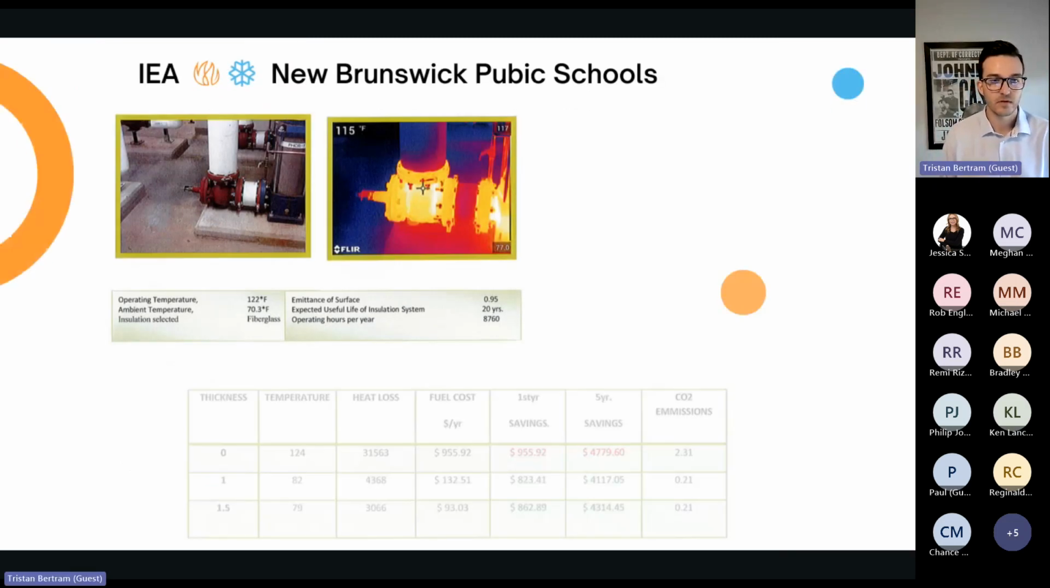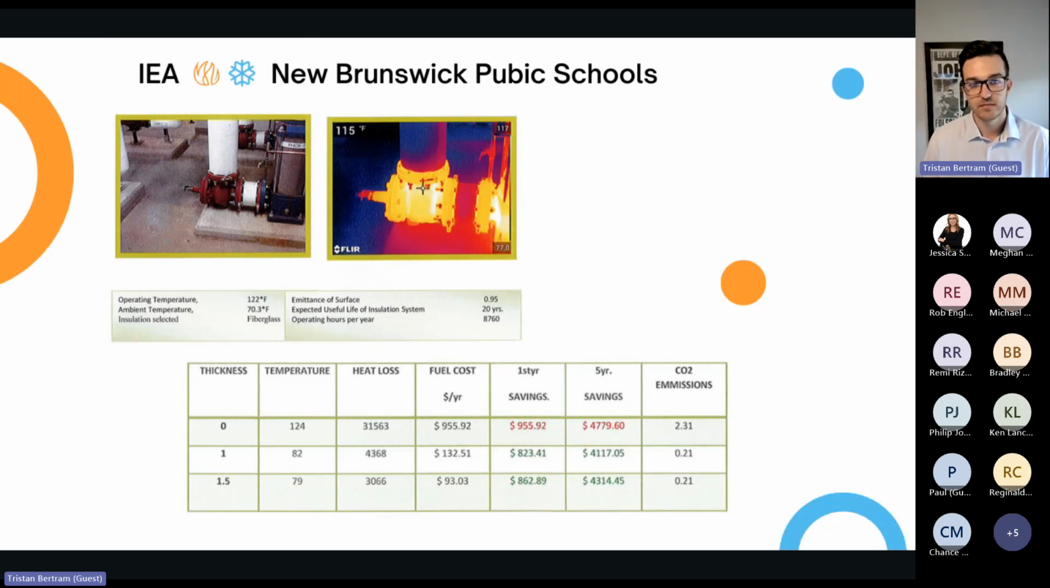Okay, so here's an example of an uninsulated valve. With an operating temperature of 50 degrees Celsius, this exposed valve generates 2.3 metric tons of primarily unnecessary CO2 per year. The operation of the system with the uninsulated spot incurs a cost of $955 per year. However, by correctly insulating it with 1.5 inches of fiberglass, the operating cost drops significantly to $93 annually, providing a five-year savings of $4,300. Regarding TIAC's vision of sustainability through efficiency, insulating this one spot reduces the annual CO2 emissions by 2.1 metric tons per year. That's a 91% reduction in CO2 emissions.